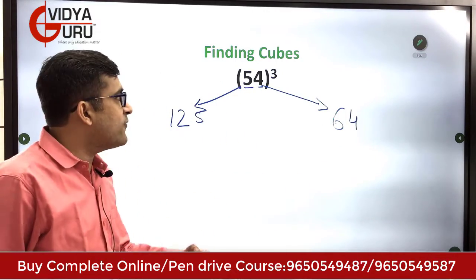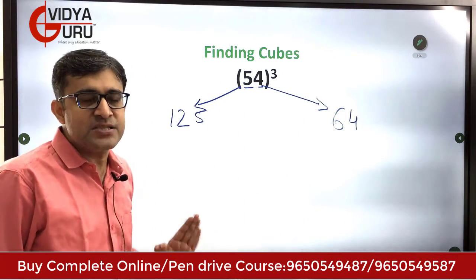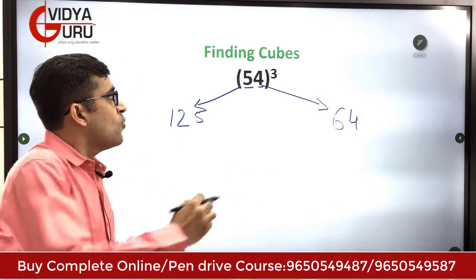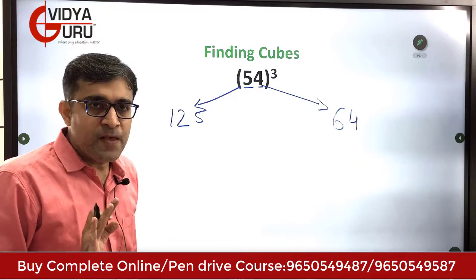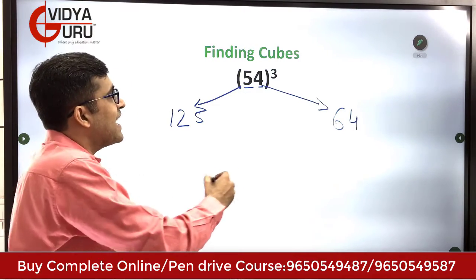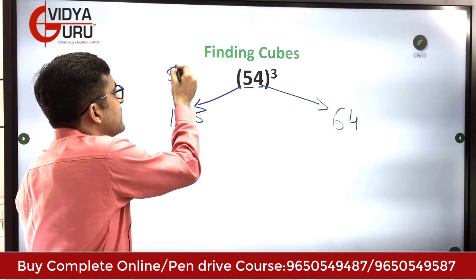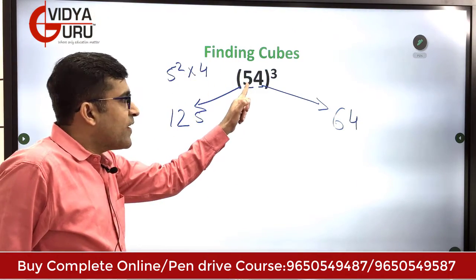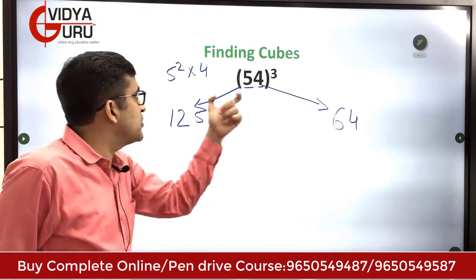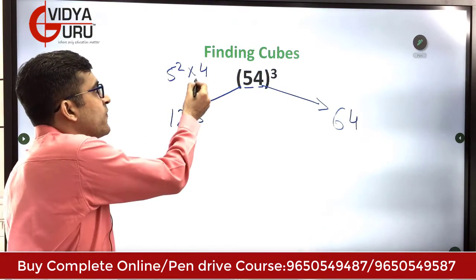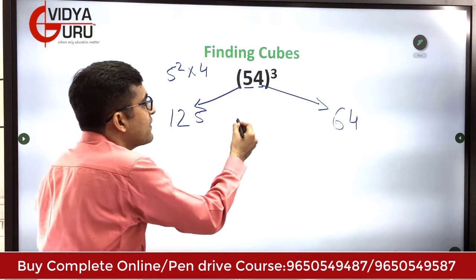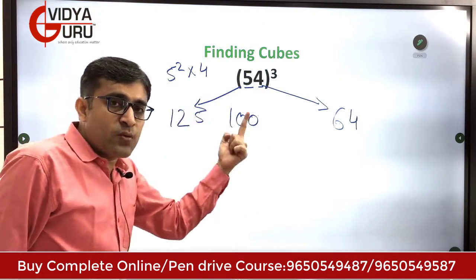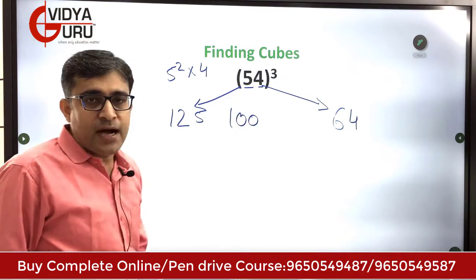Sure. Now I have to write something in between these two numbers. And what am I going to write? Let's understand that carefully. What are the two digits? 5 and 4. So what I'll do is I will make the square of the first digit and multiply it with the other digit. The square of 5 will be multiplied with the other digit, which is 4. Sure. So 5 square into 4, that will be what? That will be 100. What am I doing? I am squaring one digit and multiplying it with the other digit.